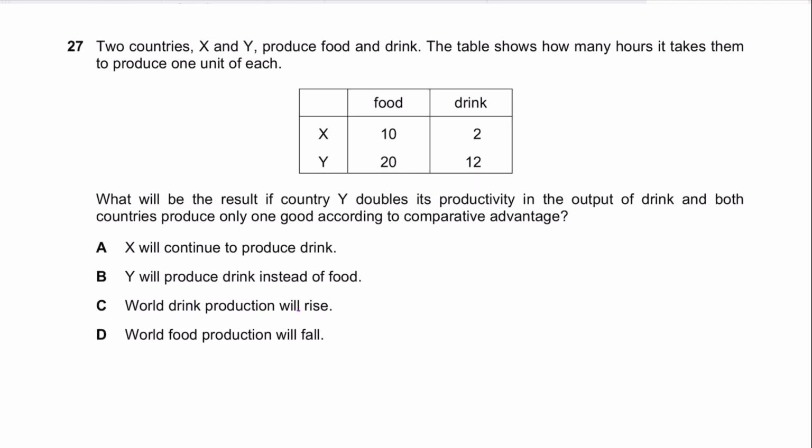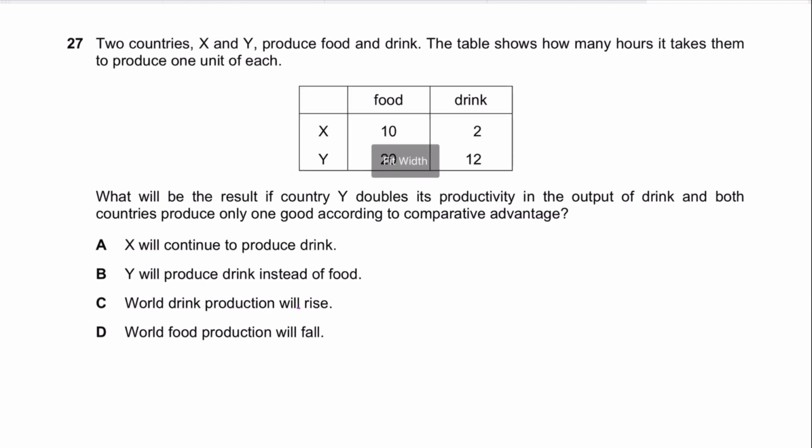What will be the result if country Y doubles its productivity in the output of drink, and both countries produce only one good according to comparative advantage? So basically, indirectly they are just asking us to calculate a comparative advantage, but they have given a scenario as well: what will happen if country Y doubles its productivity. Now guys, I'm going to break this MCQ down. They've given too much data and it's kind of getting confusing.